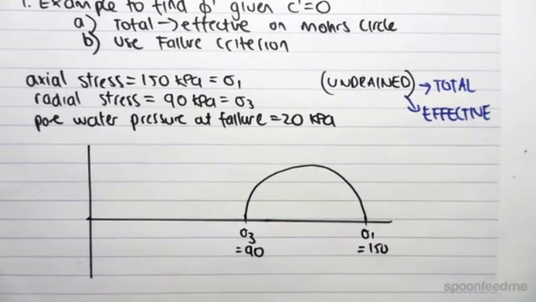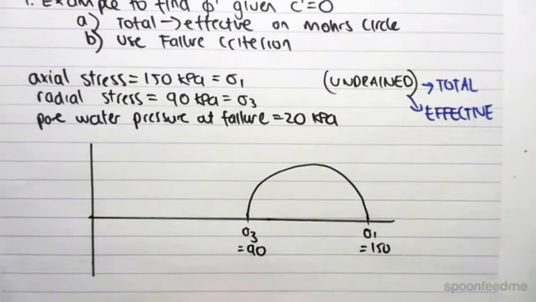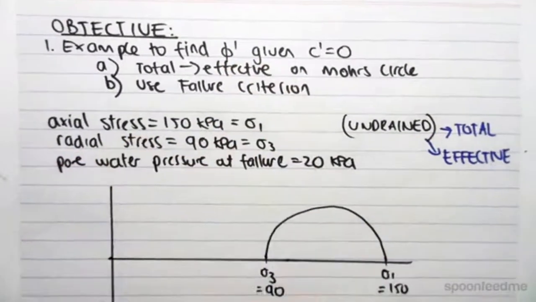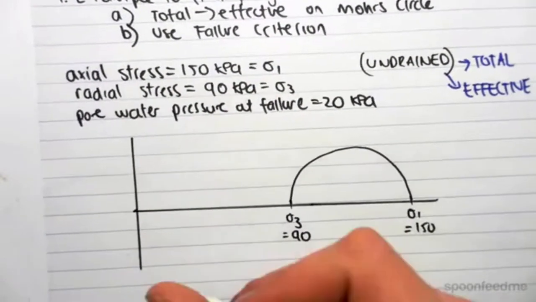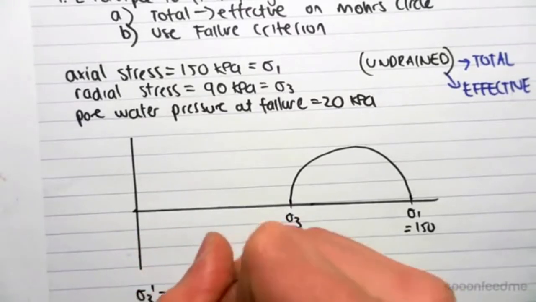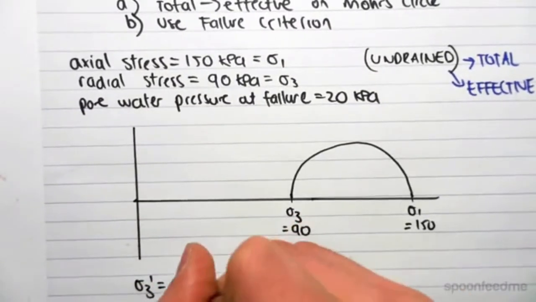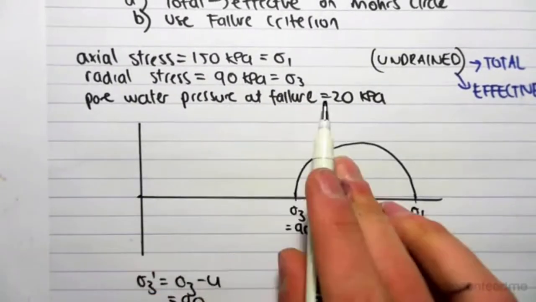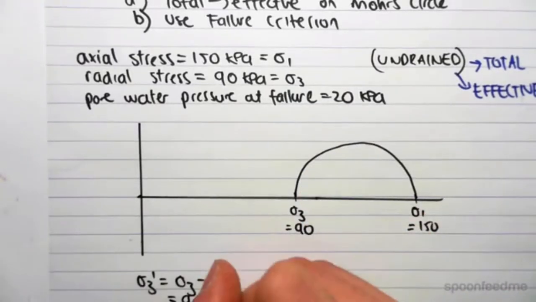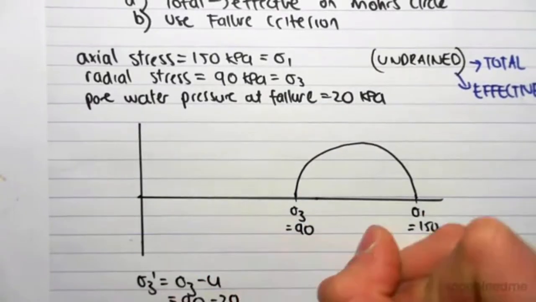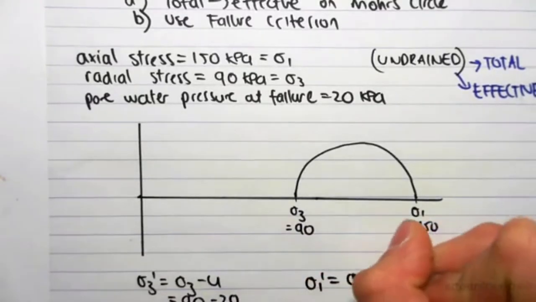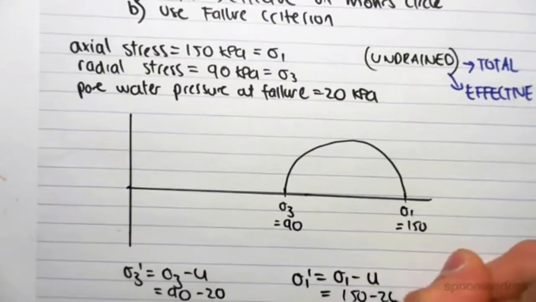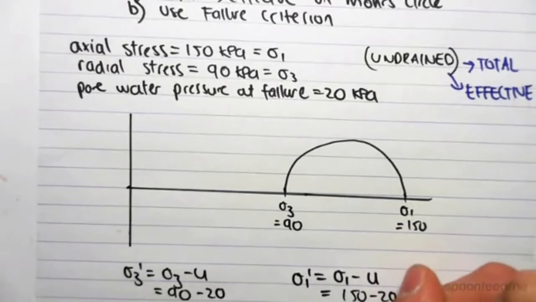For our failure criterion, we need this to be an effective stress, and we're given effective stress parameters. So we need to go from total to effective stress. We know sigma 3 dash equals sigma 3 minus the pore water pressure. Sigma 3 is 90, the pore water pressure at failure, it has to be at failure, is 20, so minus 20 equals 70 kPa. Similarly, sigma 1 dash equals sigma 1 minus u. So sigma 1 is 150 minus 20, which equals 130.